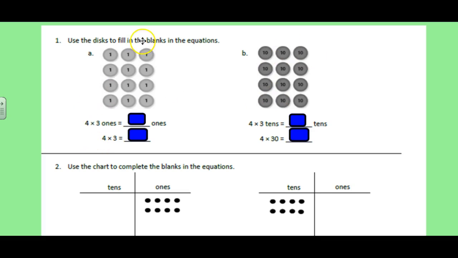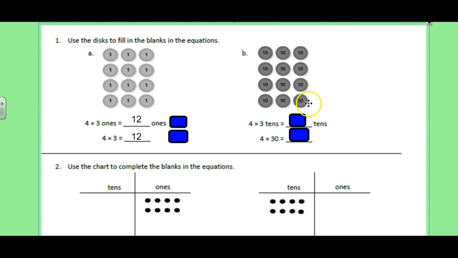So it shows me right here that I have 4 times 3 ones. So how many ones do I have in all? I want you to write that number on your problem set. So we've got 12 ones in all. So that means that 4 times 3 is equal to 12.